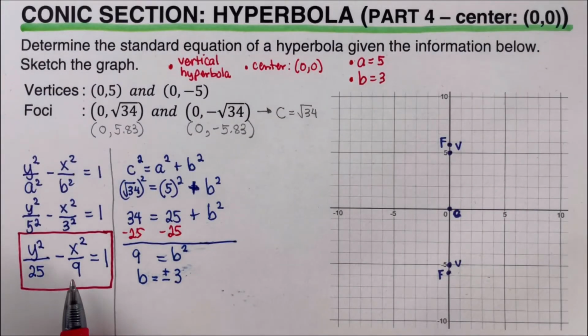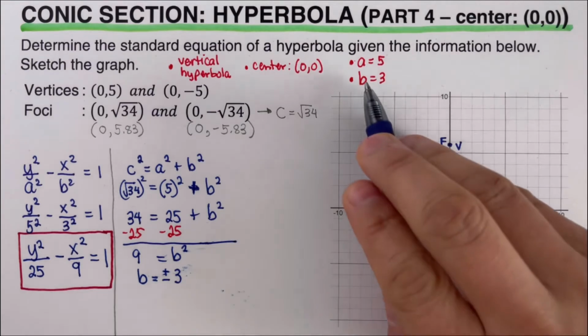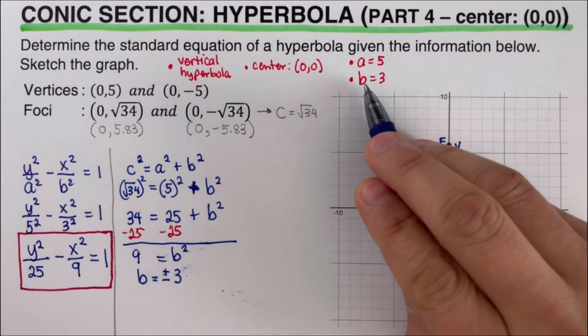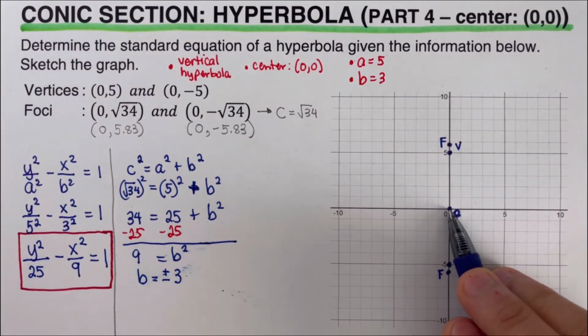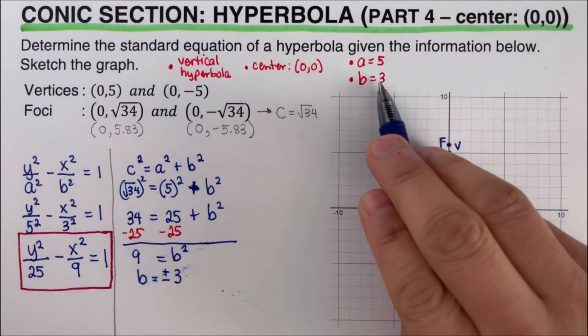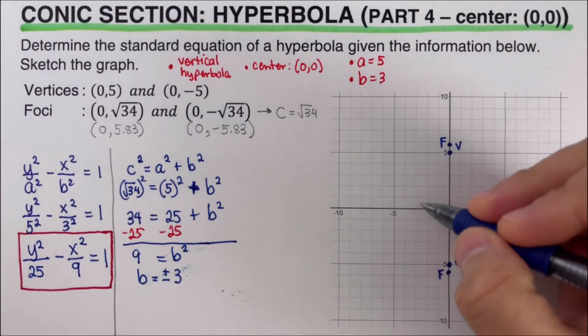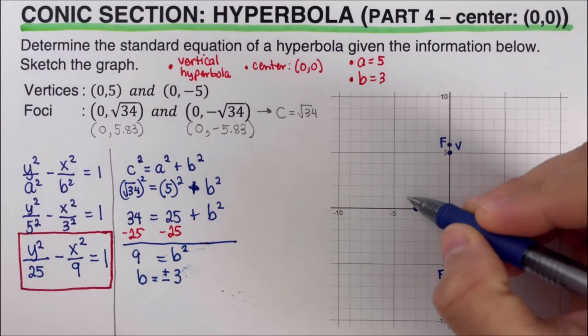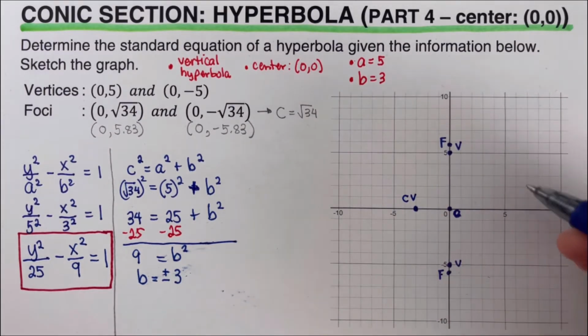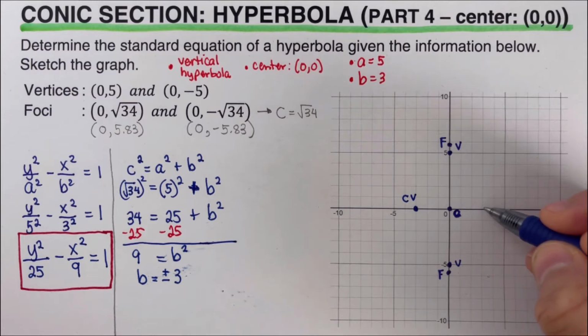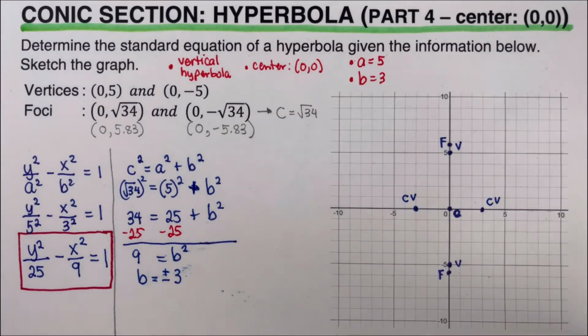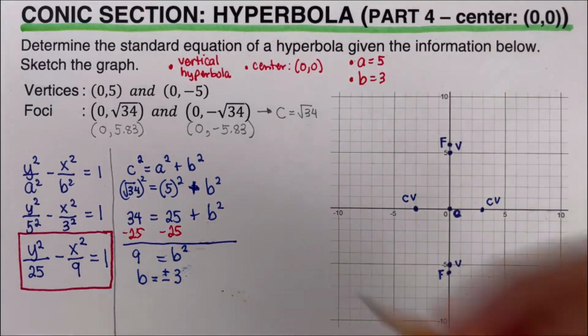So this is the equation of this problem that we have up there. Now we can go ahead and plot our b here. Remember that the b is the distance from the center to the co-vertex. So from the center, I go 3 to the left and 3 to the right. So this is our first co-vertex, and the other co-vertex would also be 3 places to the right. So this is the other co-vertex, so that we can go ahead and write the coordinates of the two co-vertices up here.